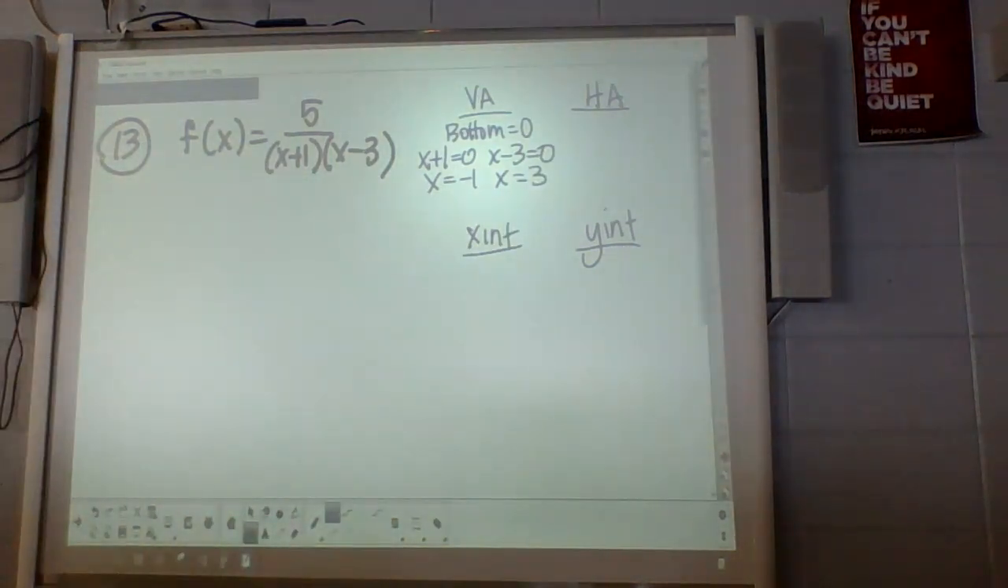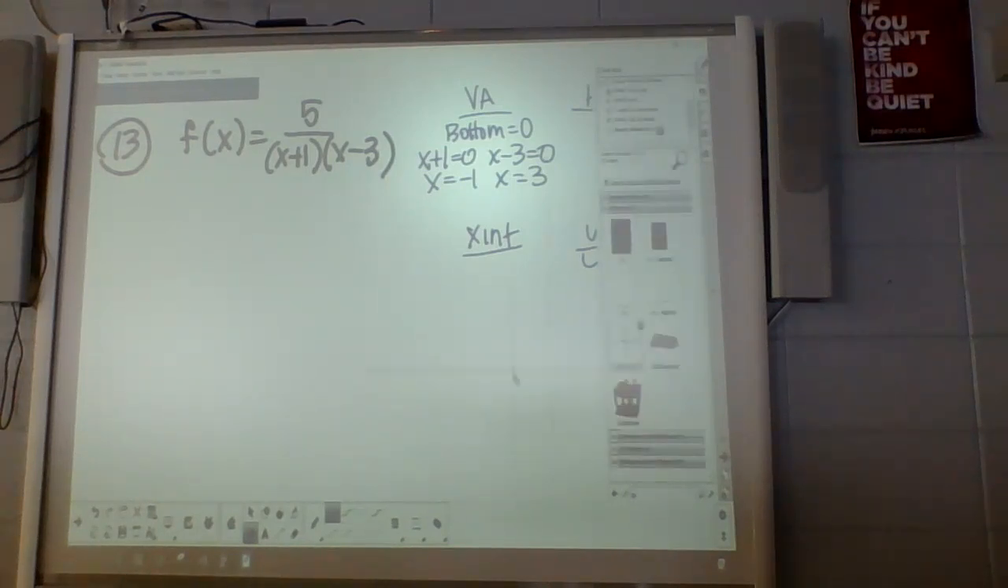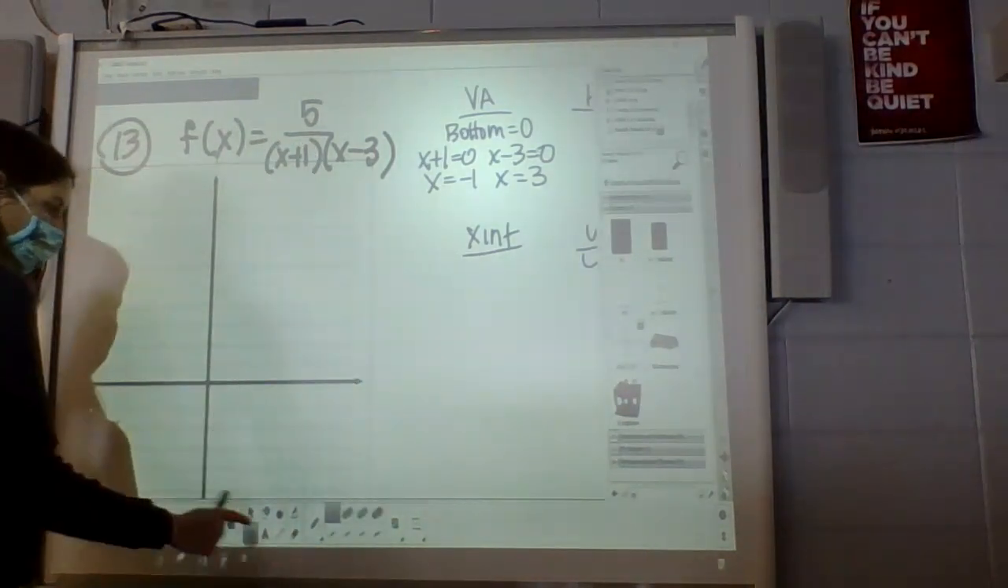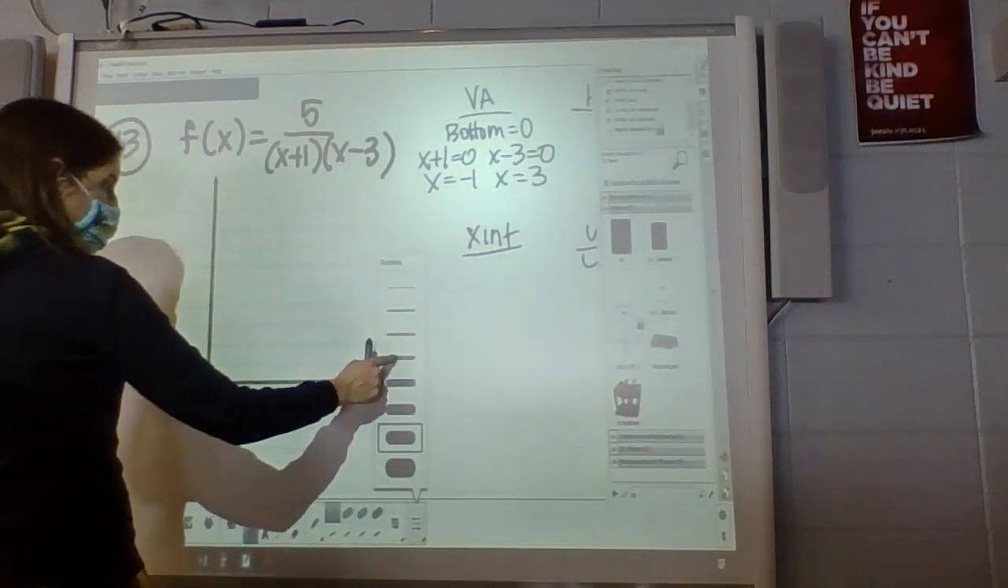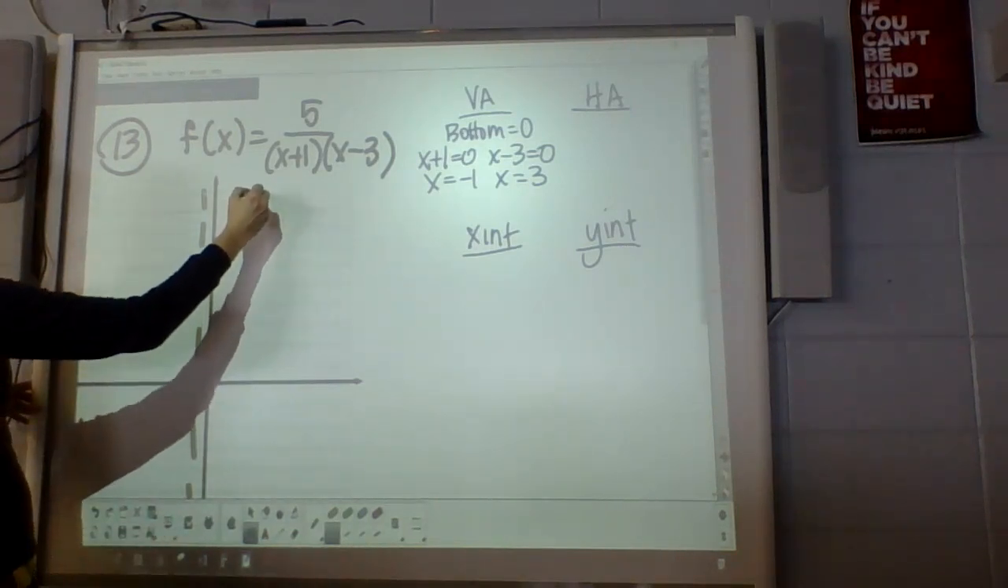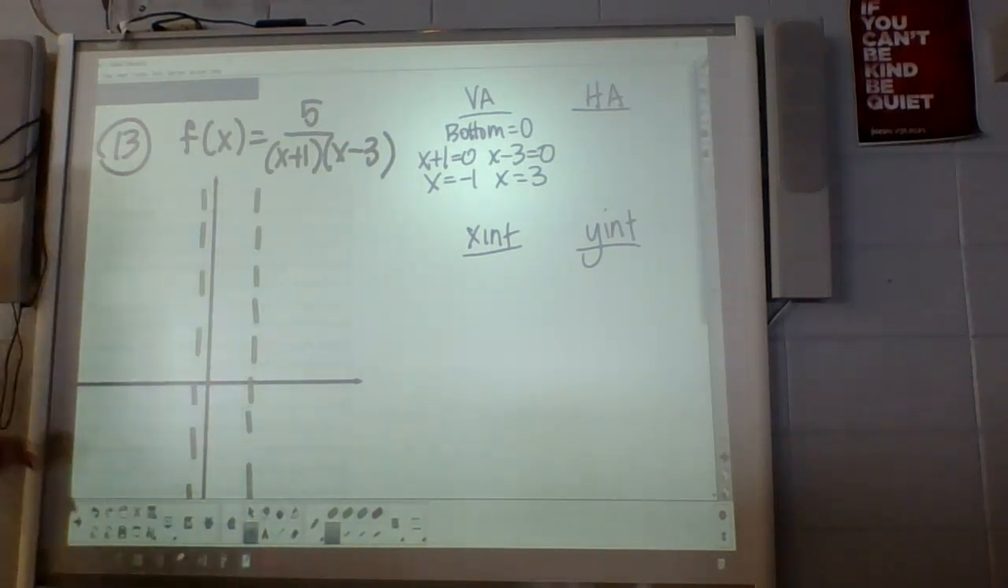Those are our two asymptotes, which means we actually have 3 parts of this graph. I'm going to pull up my graph paper here. Alright. So -1 and 3, I have to put asymptotes there. So -1 and then at 3. That's kind of dividing lines.